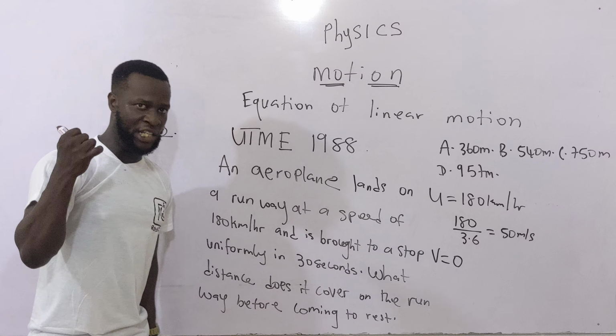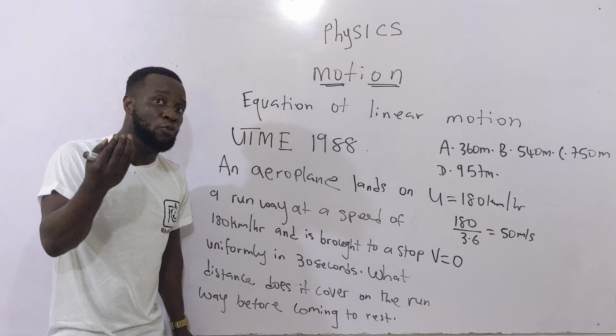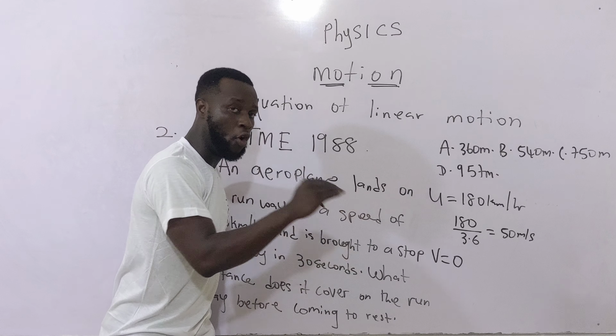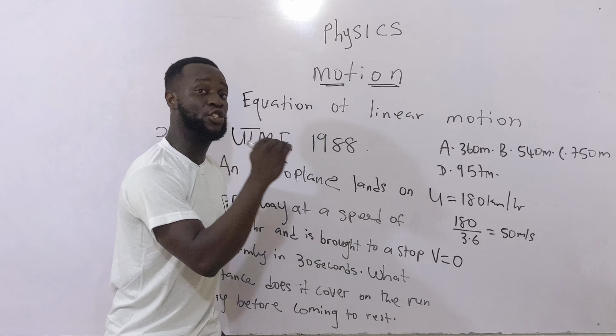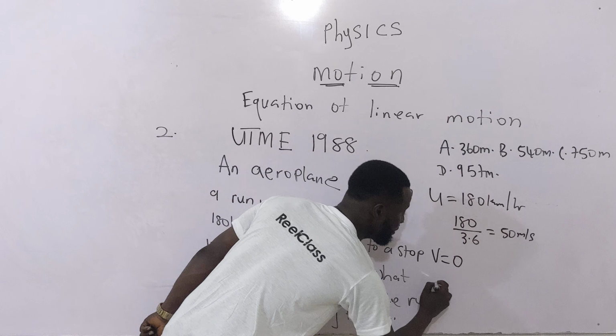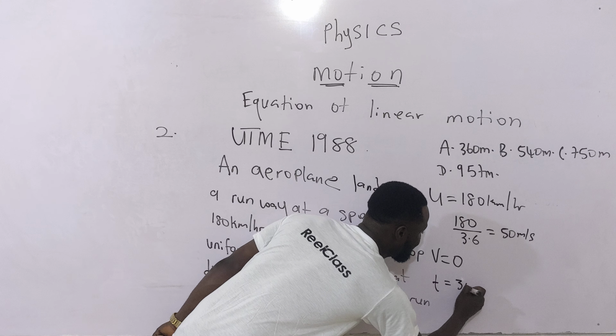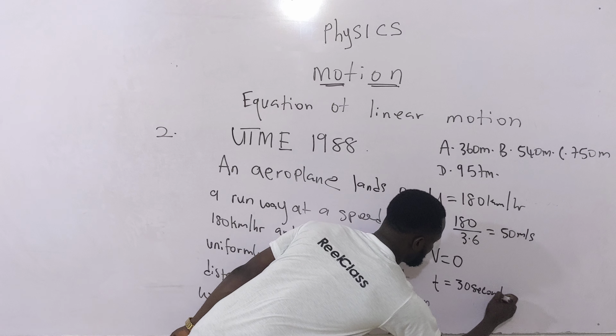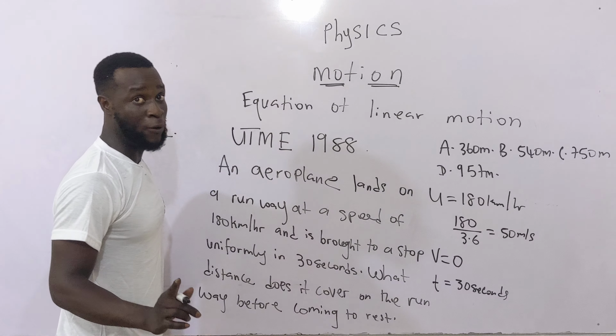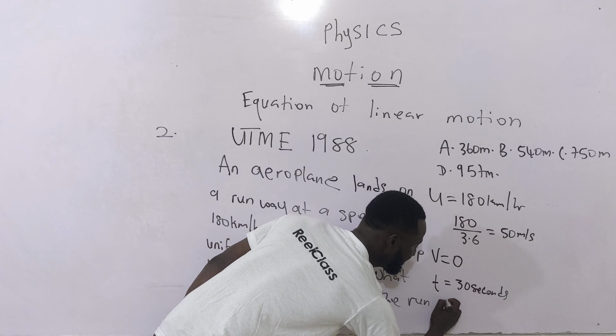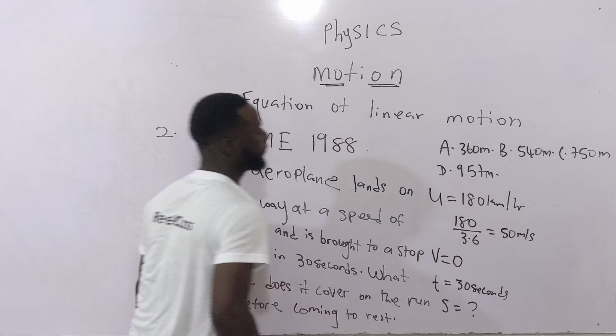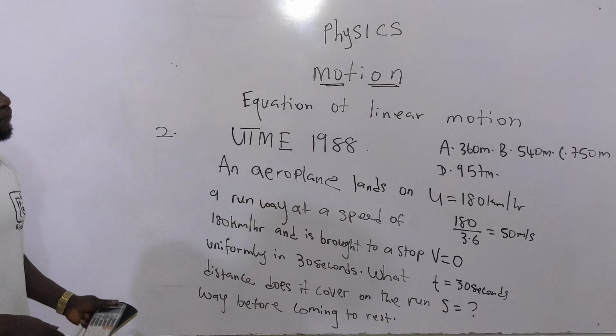Because I told you initially that if a body was already moving and decelerates to rest or retards to rest, final velocity will be equal to 0. So here, V is equal to 0. They gave us time, and they told us that the time is 30 seconds. And we are being asked to find the distance it covers before coming to rest.